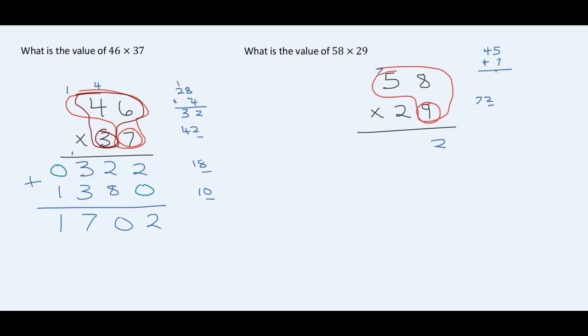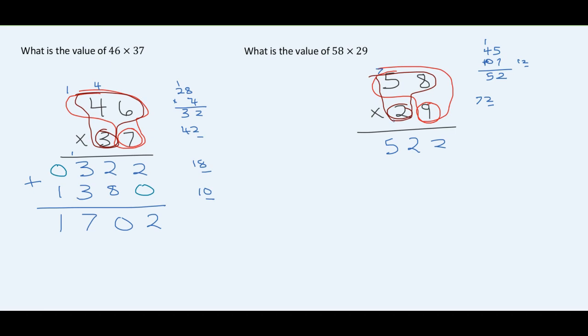5 plus 7 is, here we can replace with a 0. 5 plus 7 is 12. So we have a 2 and we bring up a 1. 1 plus 4 plus 0 is 5. So this is 52. And then we move over to the next number. So we're going to now multiply 58 by 2.